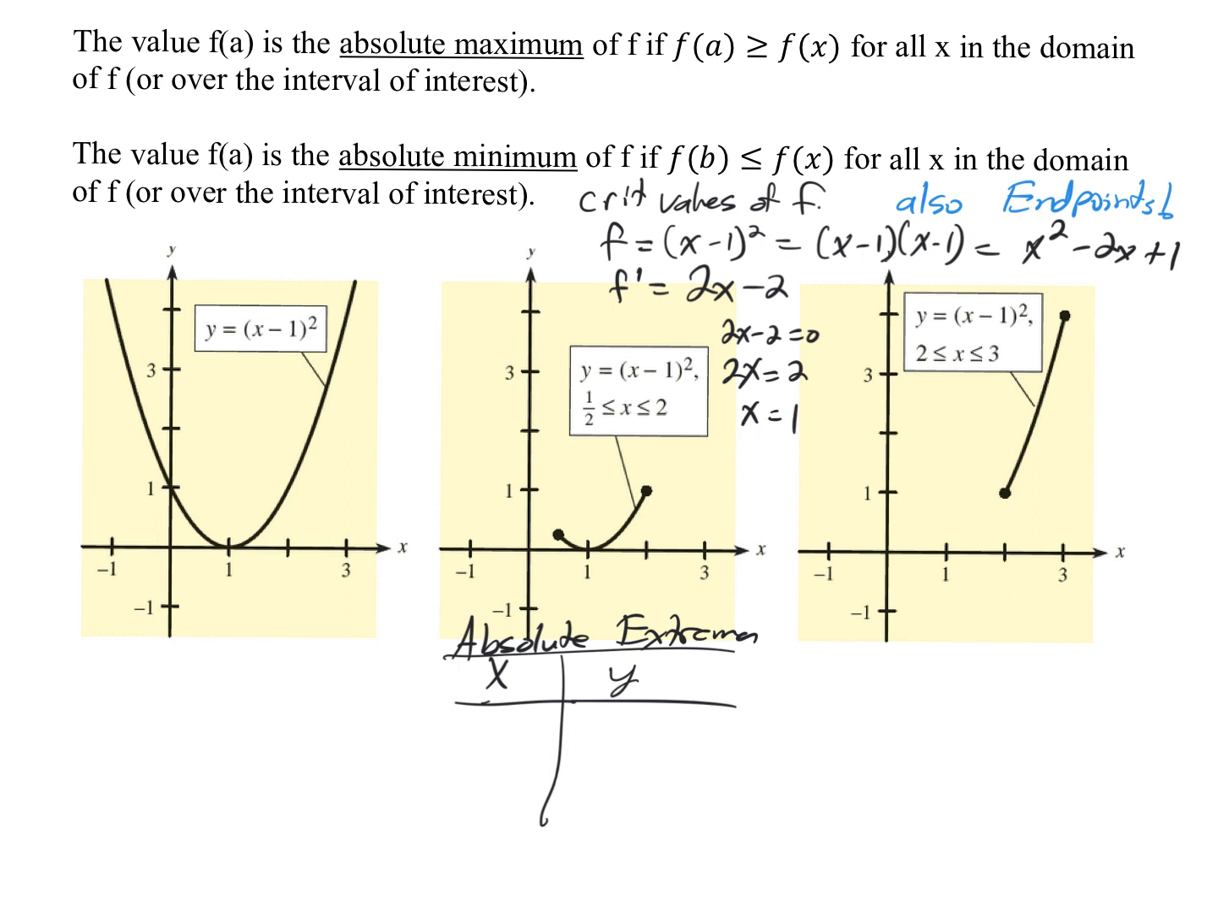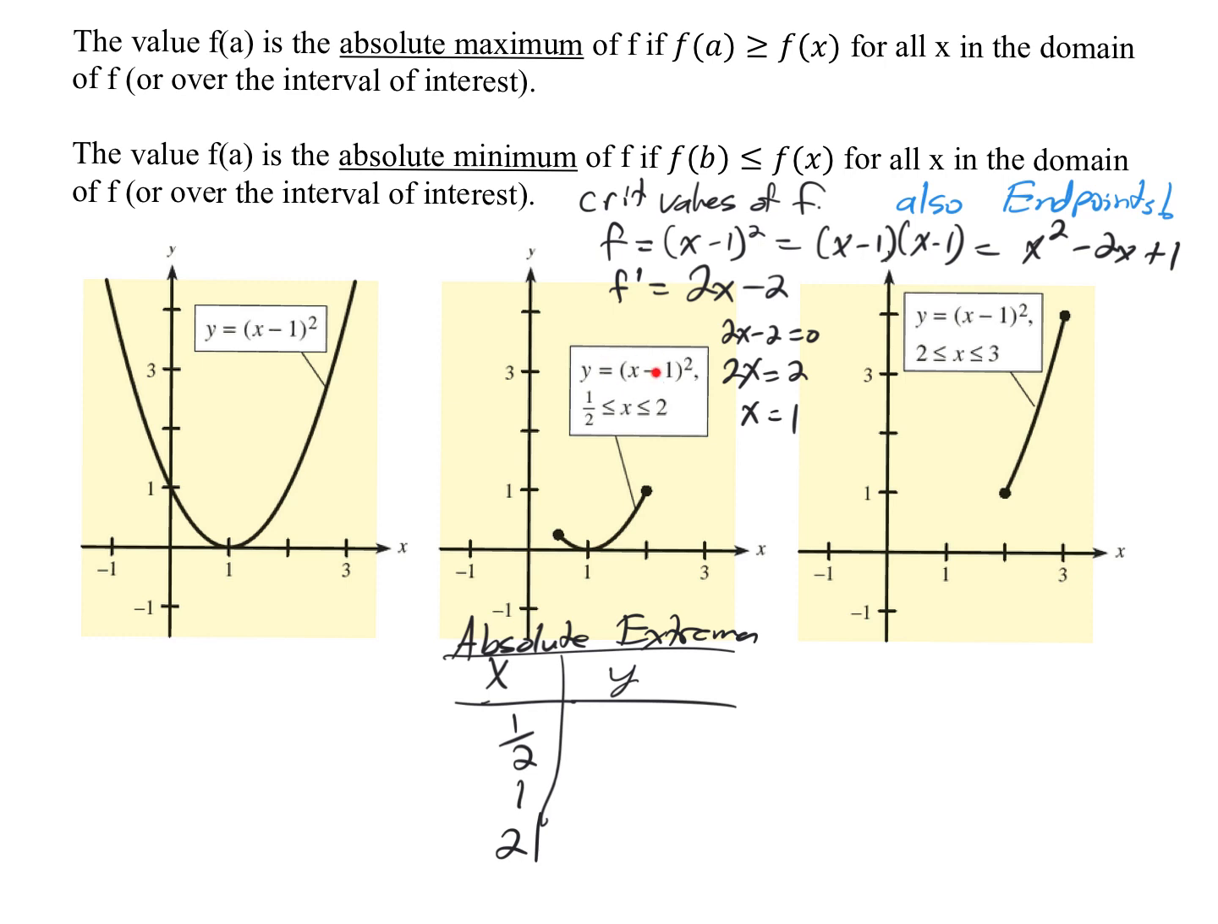Now I'm going to start with the endpoints because they're endpoints, 1/2 and 2, and then I'm going to ask myself, does my critical value fit in between those? Because if this number is out of bounds already, if it's not in between these, then it's not going to make it on my table. But in fact, 1 is larger than 1/2 and it's smaller than 2, so I'm going to put it in the table. What we do now is we just plug each of these 3 x values into this function and see what it gives us.